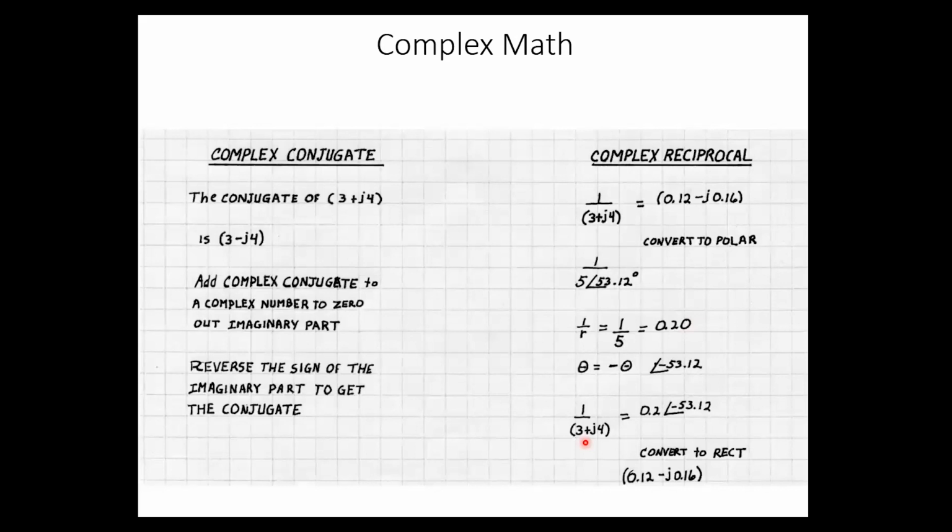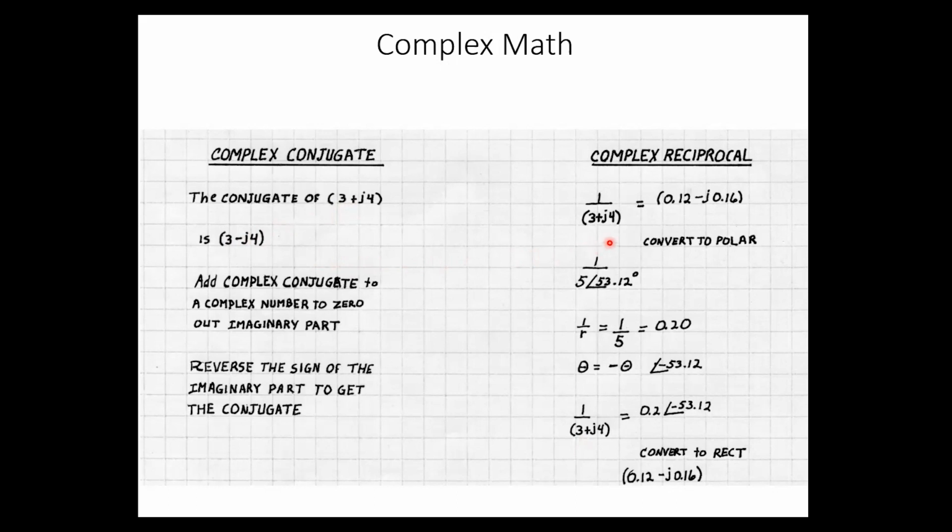Okay. We need to be able to take the complex conjugate. Now, the complex conjugate essentially is the same number with the opposite sign on the reactive portion, or on the imaginary portion. So if I want the complex conjugate of 3 plus j4, that would be 3 minus j4. Keep your finger there because we're going to use this one.